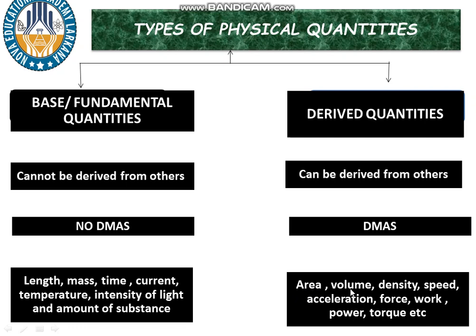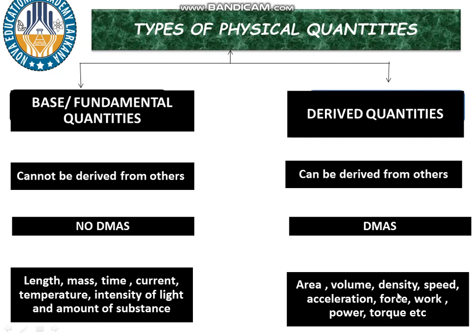Number 2 is volume. Volume is length, width, and height. Three quantities of the nature of length have been multiplied. So the unit of volume is meter cube. So it is also a derived quantity. Density is mass per unit volume. Here the mass has been taken and volume has been taken. So we divide mass by volume.